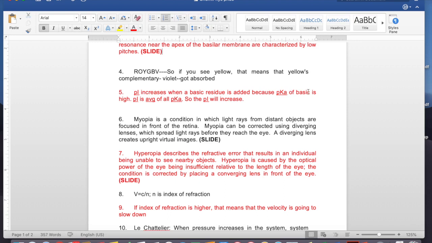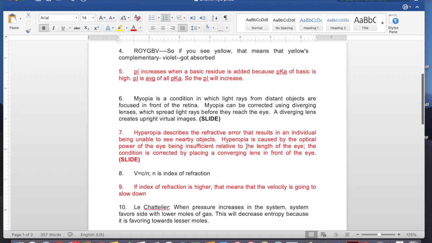A basic material is going to have a higher pKa than an acid. So if you add a base, then the PI overall is going to increase. So just kind of know it. No mnemonics really for that one.